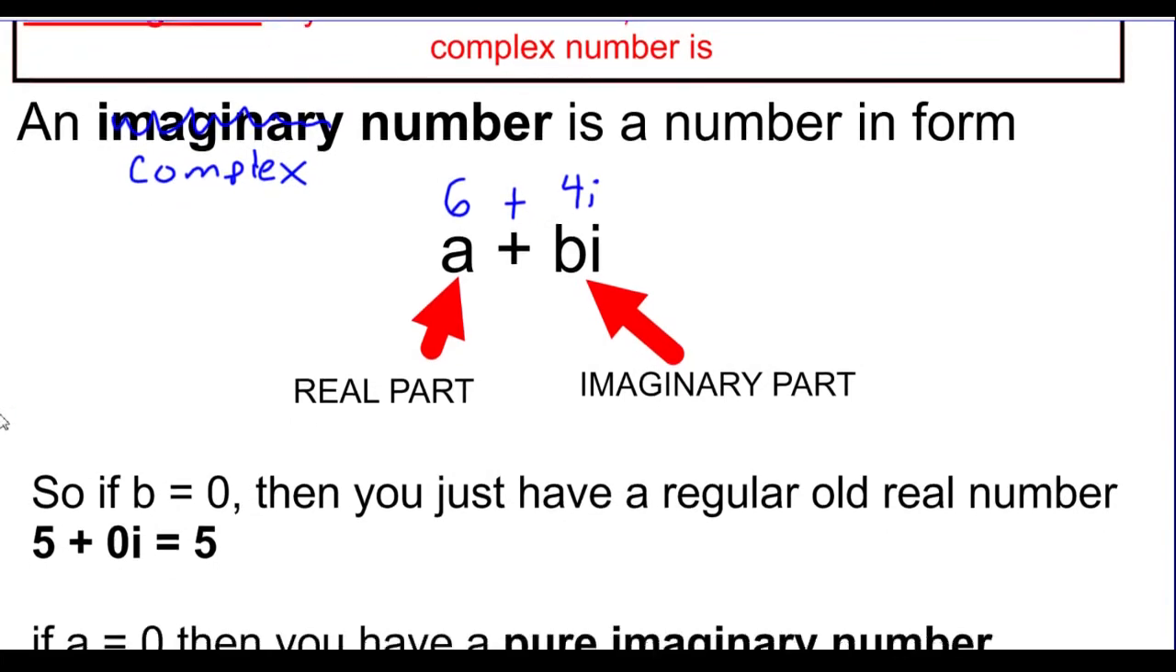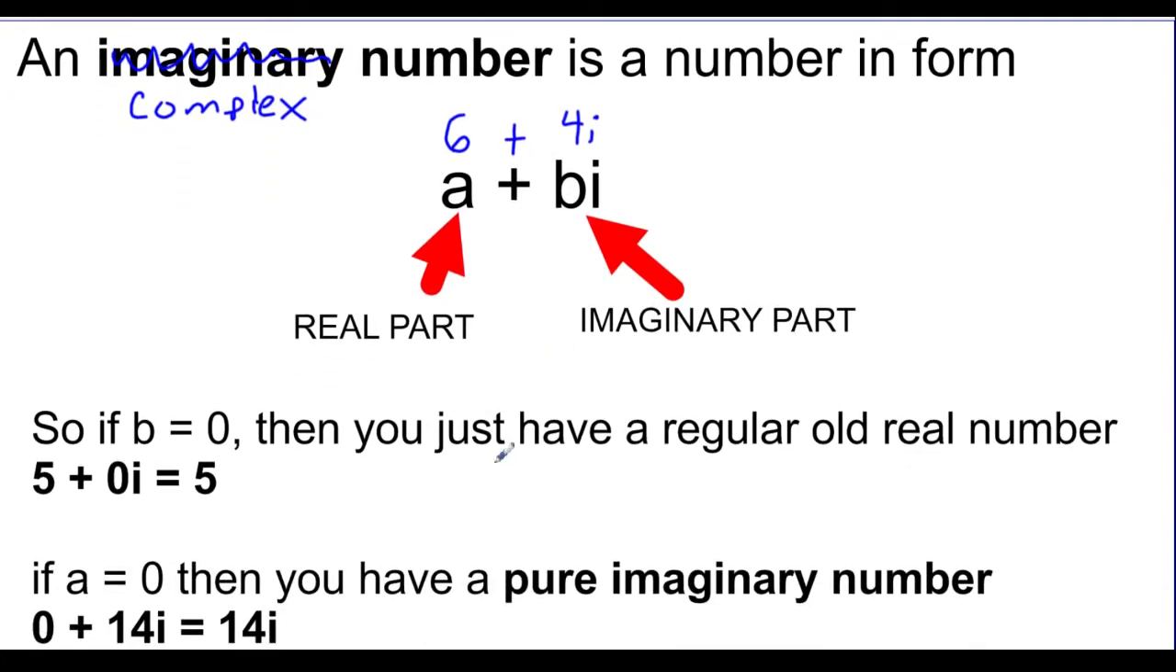But here's the weird thing about this. Technically, numbers that are whole numbers, regular old numbers like, for example, 5, this is technically a complex number because I can write this as 5 plus 0i. So technically, 5 is a complex number. And pure imaginary numbers are ones that don't have a real number part to them. So again, I can say 0 plus 14i. Well, that's just 14i. I don't see a real number part, so I can say that's really a pure imaginary number.